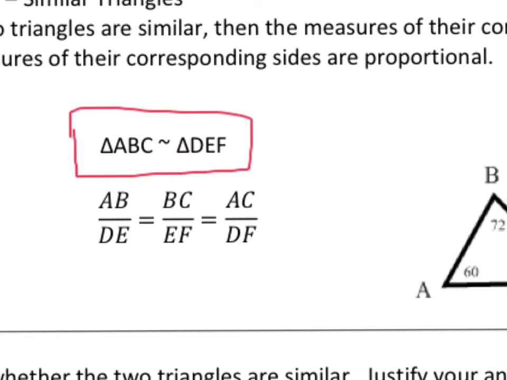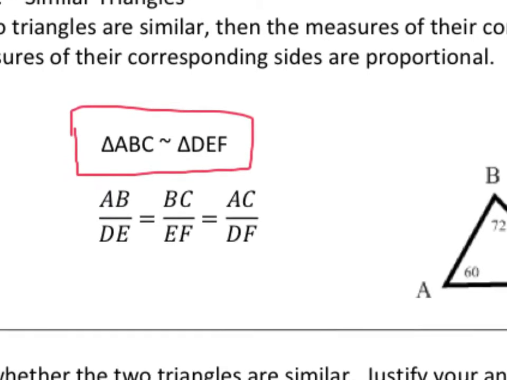And by parts, I mean that from this written statement, you know that angle A is equal to angle D. So you have this one and this one matching up. And you know that angle B equals angle E. So these two match up. And then lastly, angle C equals angle F. So there's your similarity part.